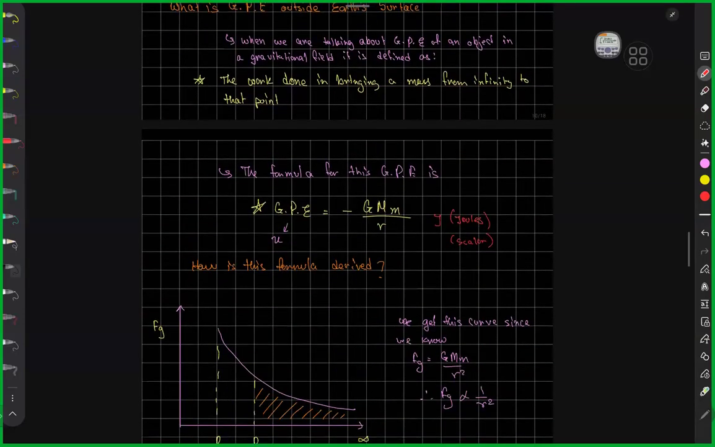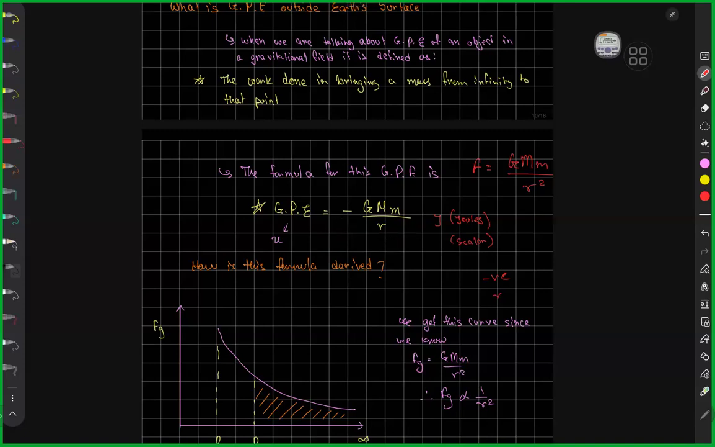What is the formula of GPE? The formula of GPE is minus, careful, minus GMm by r. What's the difference between this and the force formula? GMm by r squared. So what's the difference? A, there's a negative sign. B, it is just r, not r squared. In force, it is r squared. In gravitational potential energy, it's just r.